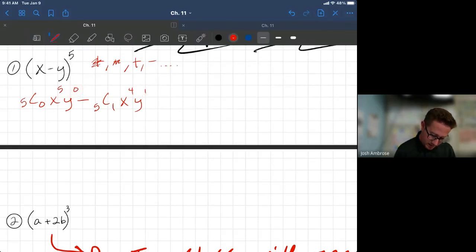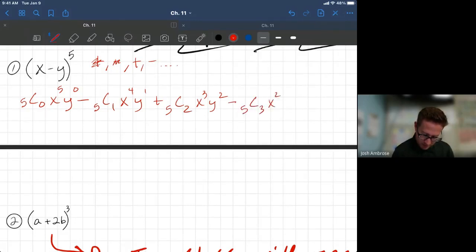All right, the next expression becomes a positive. We now have a 5 combo 2. X drops down to a 3. Y goes up to a 2. Now we're at our negative. 5 combo 3. X drops down to a 2. Y goes up to a 3.